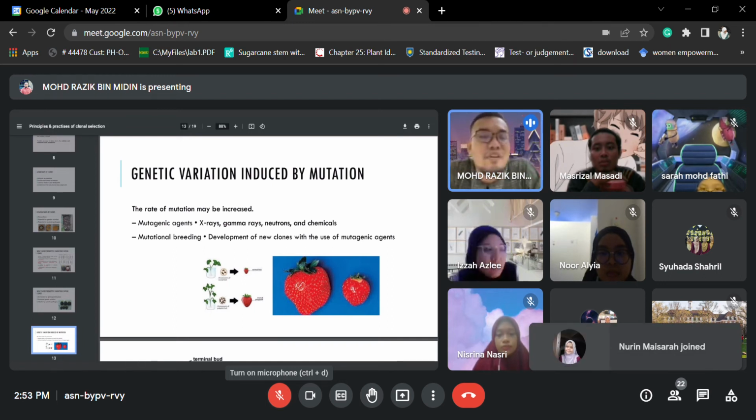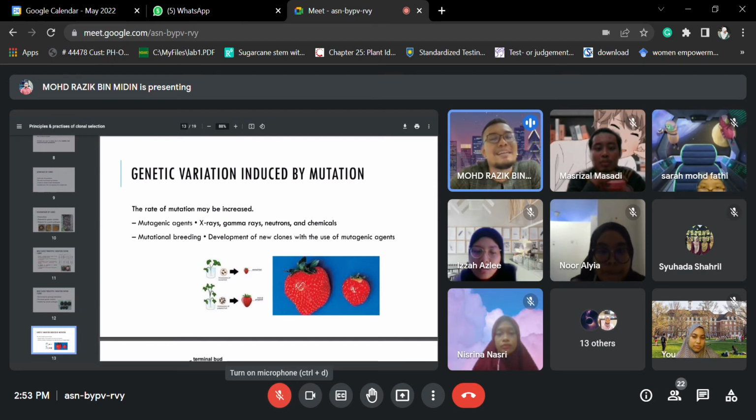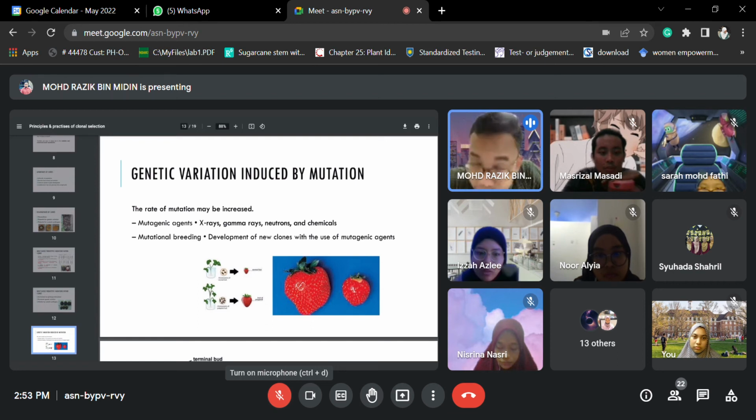So another method for mutational breeding, instead of chemicals, we also use gamma ray and neutrons. So gamma ray ni kita akan pancarkan dekat that plant yang kita mahu induce genetic variation. So gambar bawah ni we can see that different ploidy level of strawberry. Strawberry yang besar tu of course it consists of larger genome as compared to the right one yang kecil tu. However, it can be produced through mutational or mutagenic agents.